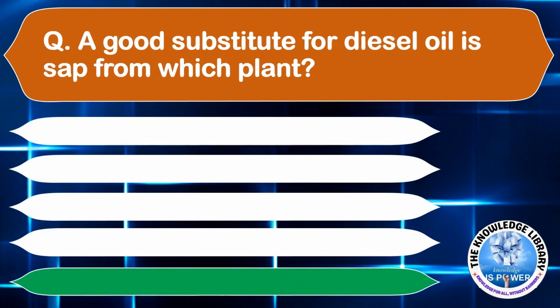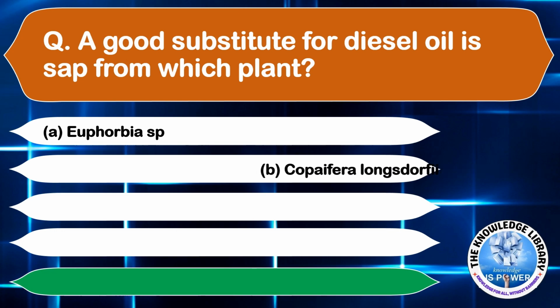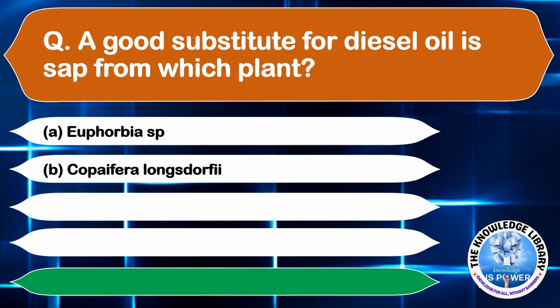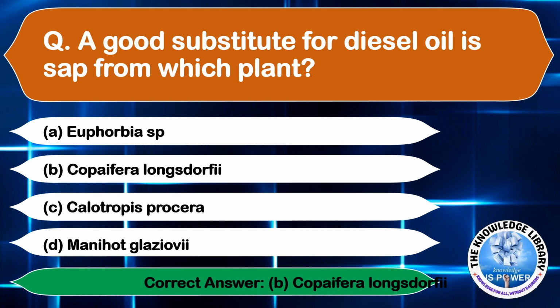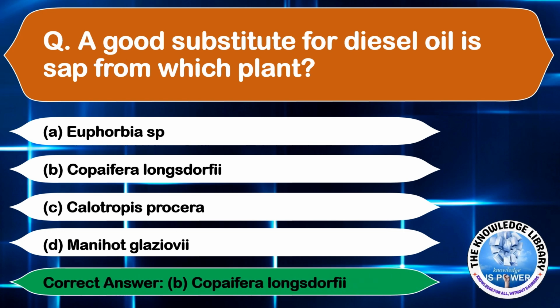A good substitute for diesel oil is sap from which plant? Option A, Euphorbia. Option B, Copaifera langsdorfii. Option C, Calotropis procera. And option D, Manihot glaziovii. The correct answer is option B, Copaifera langsdorfii.